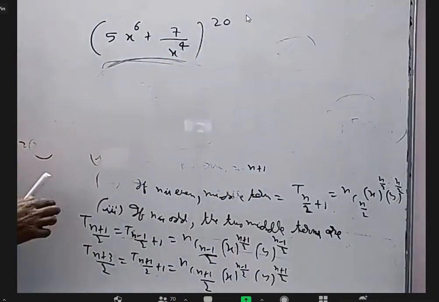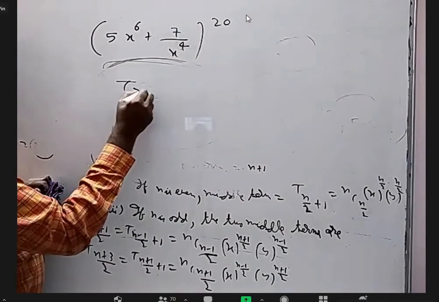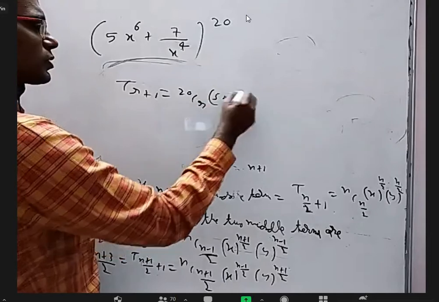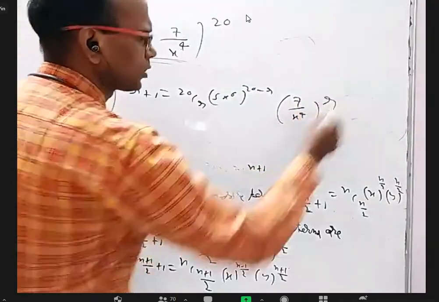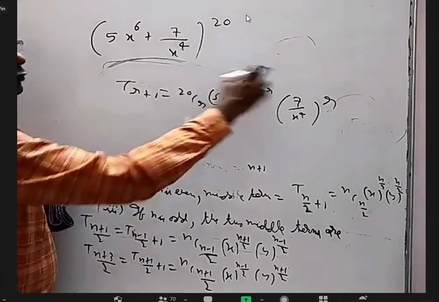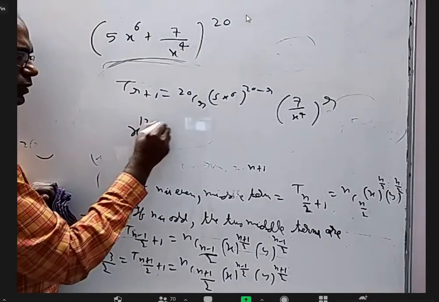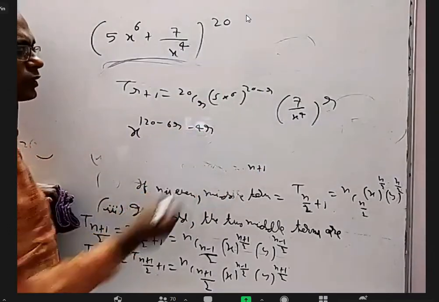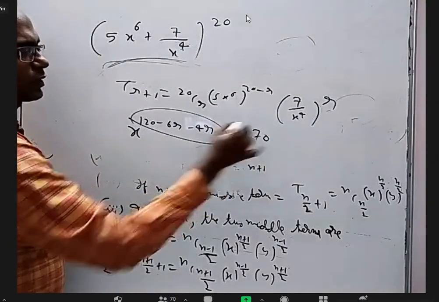Another method is, we don't know which term it is happening in, so let us find the (r plus 1)th term: 20Cr (5x power 6) whole power 20 minus r, 7 by (x power 4) whole power r. What is the total power of x? Here the power of x is 120 minus 6r. Here the power of x is 4r in the denominator. I can take it to the numerator as minus 4r. This total should be equal to 70 because that is what I wanted, right?